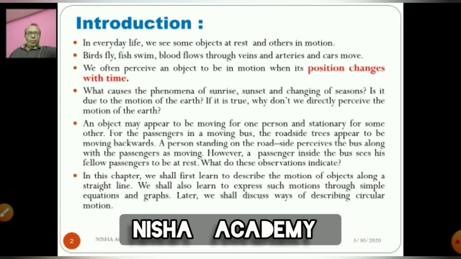What causes the phenomena of sunrise, sunset, and the changing of seasons? It is due to the motion of the Earth. If it is true, why don't we directly perceive the motion of the Earth?